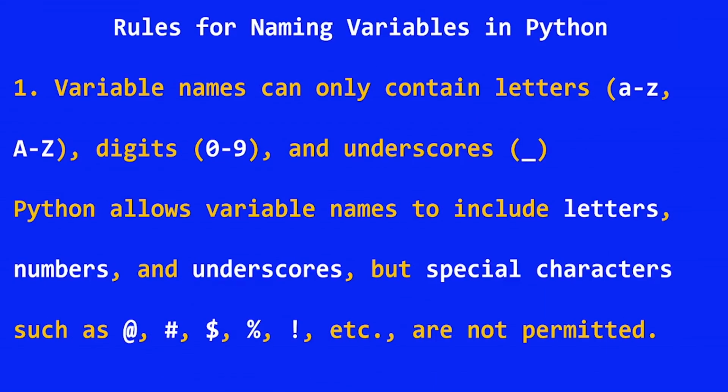So rule number 1 is that variable names can only contain letters, lowercase a through lowercase z, uppercase A through uppercase Z, and it can also contain digits from 0 through 9 and underscores. So Python allows variable names to include letters, numbers, and underscores. But special characters such as at, hash, dollar sign, percentage sign, exclamation sign, and more are not permitted.